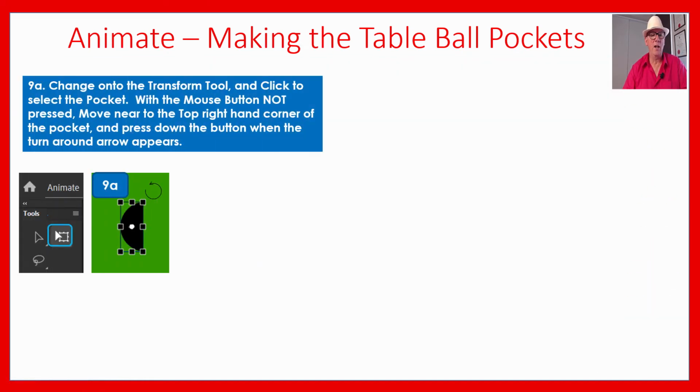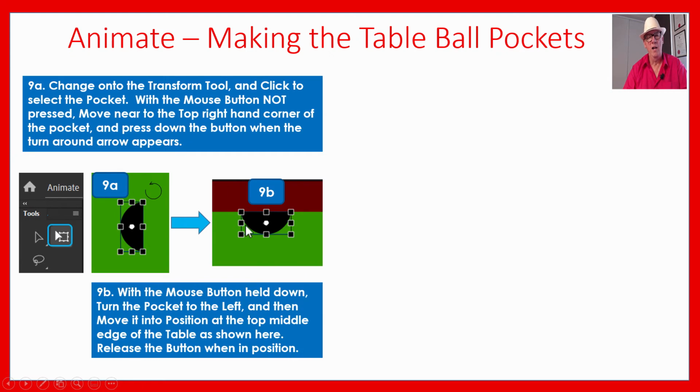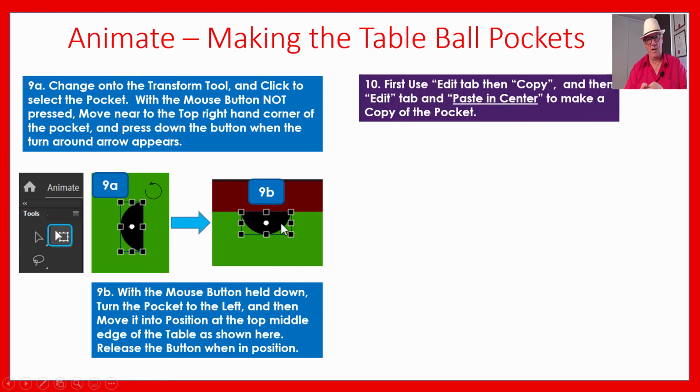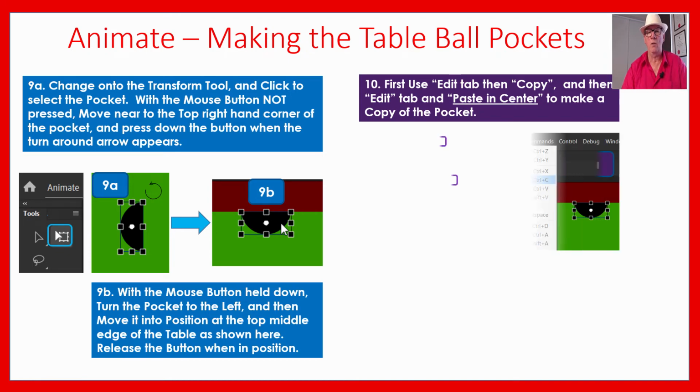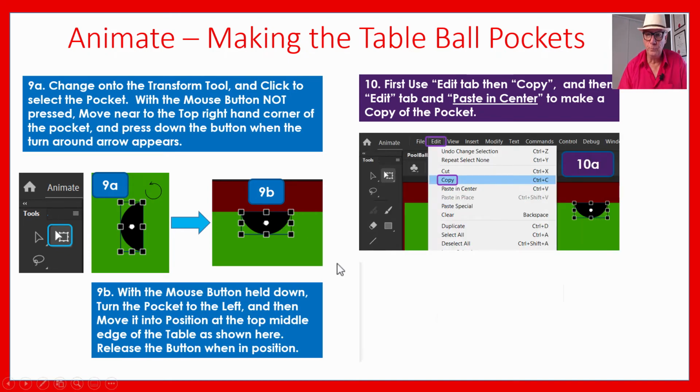And how we do that is you can either use the free transform tool, move just off the corner with your mouse and get the turnaround symbol, then push down your mouse and turn it around, like we've shown you in other lessons, and then move it into position as a side pocket in the middle. Then you can just do edit, copy, edit, paste, or you could drag another one out of the library to use. Either way works.